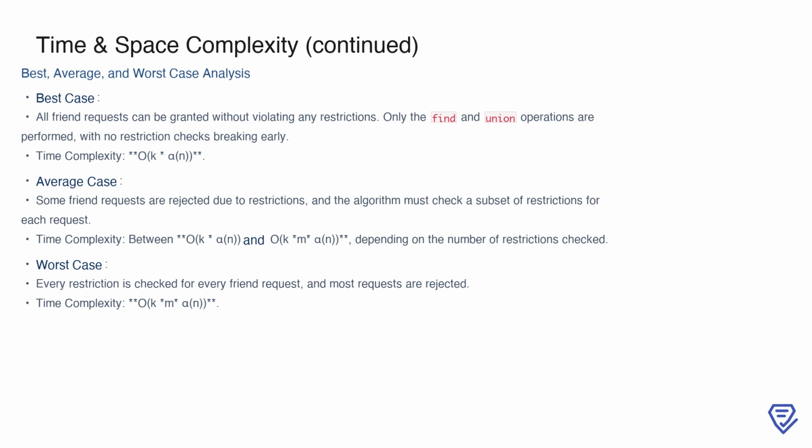In an average case, some requests are rejected due to restrictions, and the algorithm needs to check a portion of the restrictions for each request. The time complexity in this scenario lies between O(k * alpha(n)) and O(k * m * alpha(n)), depending on how many restrictions are evaluated. In the worst case, every restriction is checked for every friend request, and the majority of requests are rejected, leading to the maximum time complexity of O(k * m * alpha(n)). This worst-case complexity is still efficient due to the near-constant time cost of union find operations.